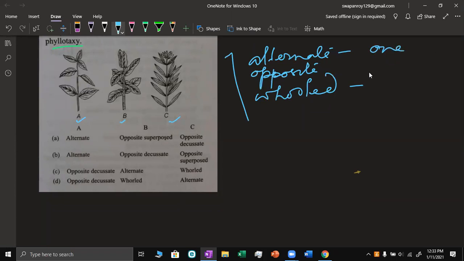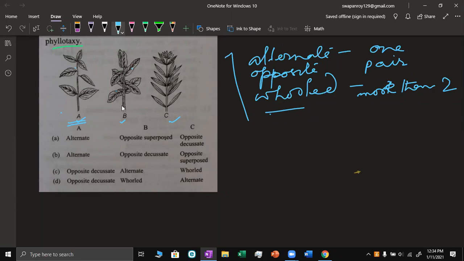Alternate is one at each node, opposite is a pair, and whorled is more than two, three or more leaves coming out from the same node. So in this one, one at each node, A will be alternate. B, here you can see two at each node.